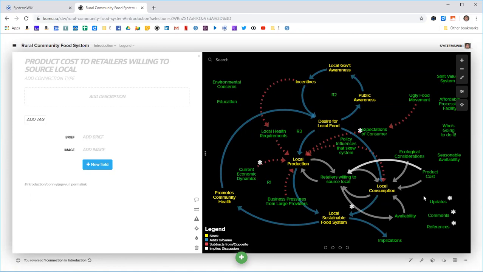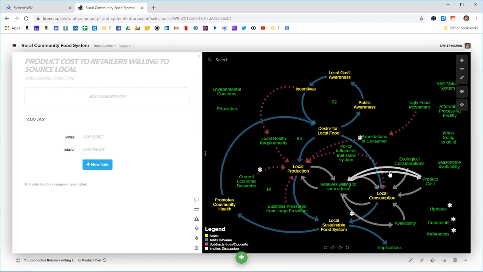Actually, I'm thinking a loop here. I'm thinking availability. Okay, wait. Retailers' willingness influences availability. Availability influences product cost, and product cost influences willingness to source. I would say that is a loop. No, not that way. No, from availability to product cost. Yes. So now you have a loop here.